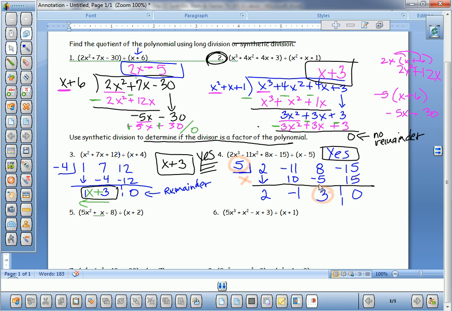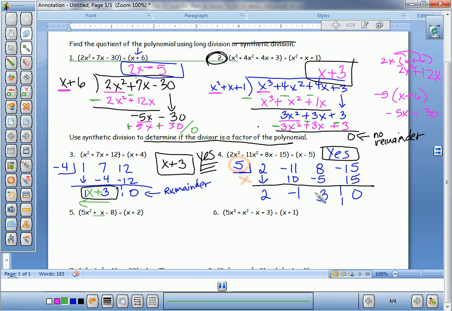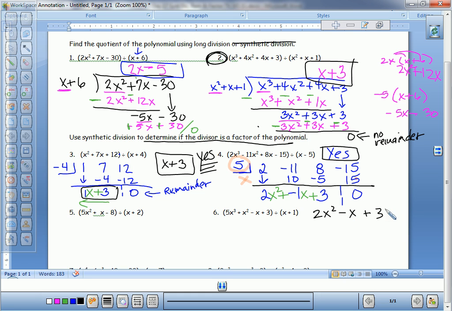Okay. All right. So now, when you get to here is where you have to work your way back and put the variables in. This number is always your constant, your plain old number. This one gets an x, and this one gets an x squared. We work our way back and go back up with our degree. So it's 2x squared minus x plus 3. And yes, it is a factor because the remainder is 0.